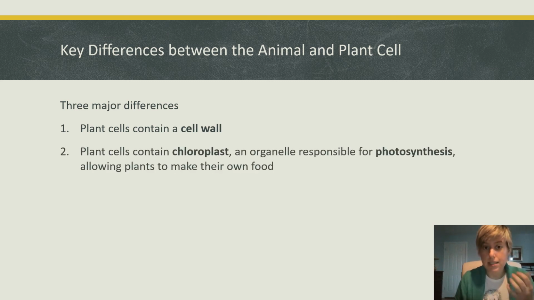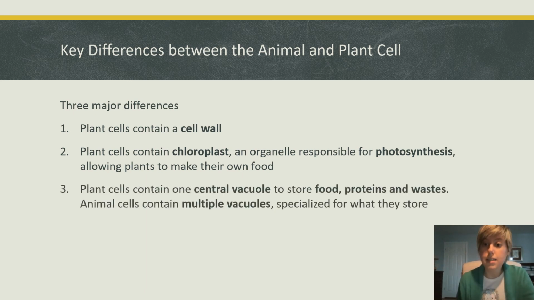Second, plants contain chloroplast, and this is the organelle where photosynthesis takes place. And it's really, really important because plants need to have a way to make energy, and they make energy through photosynthesis. And the organelle that is responsible for this is chloroplast.